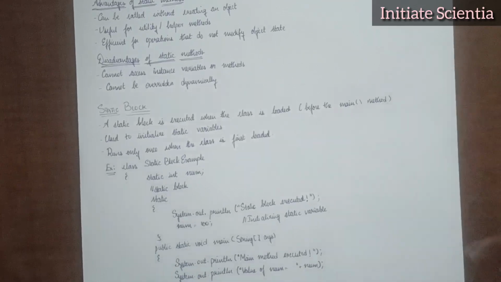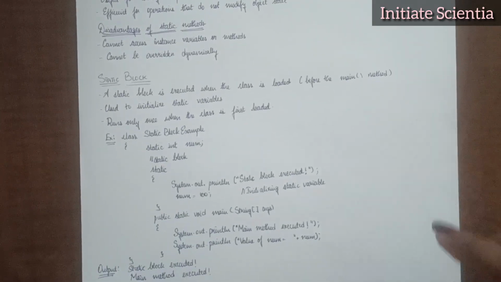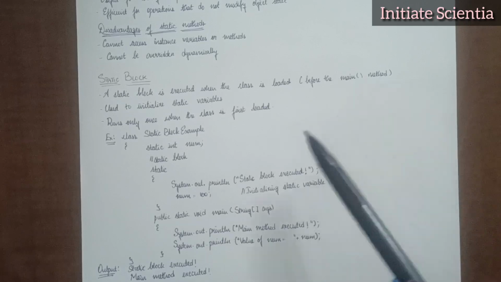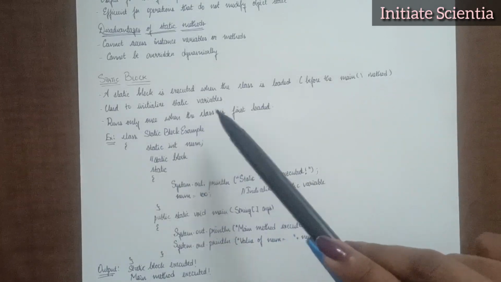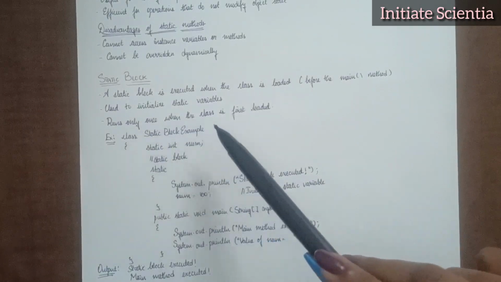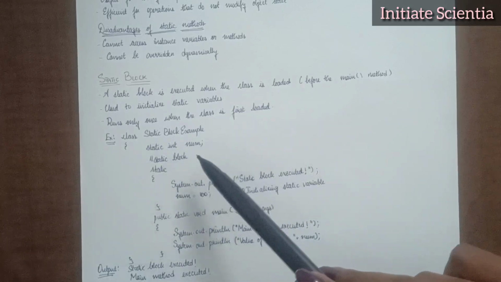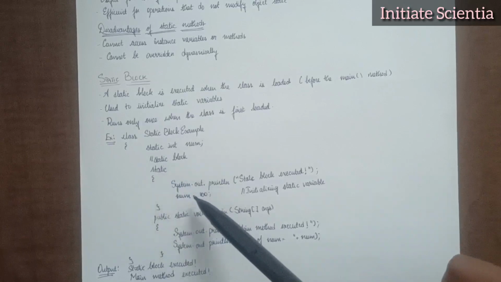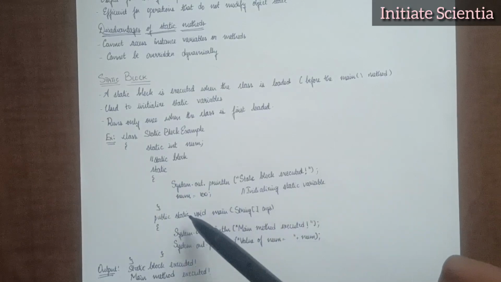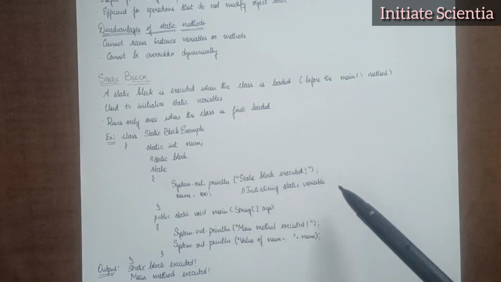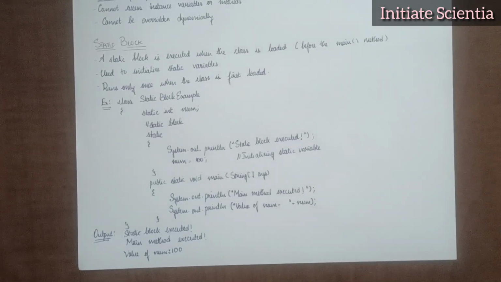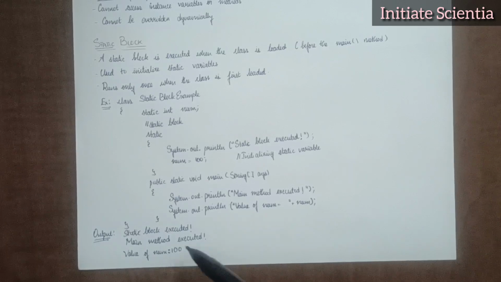Next, static block. A static block is executed when the class is loaded, before the main method. It is used to initialize static variables. It runs only once, when the class is first loaded. Example: class StaticBlockExample, static int num, now it's a static block, print "static block executed", num is 100. You're initializing a static variable here. Next, public static void main, print "main method executed", value of num is num. So here you get "static block executed" as output, "main method executed", and the value of num is 100.